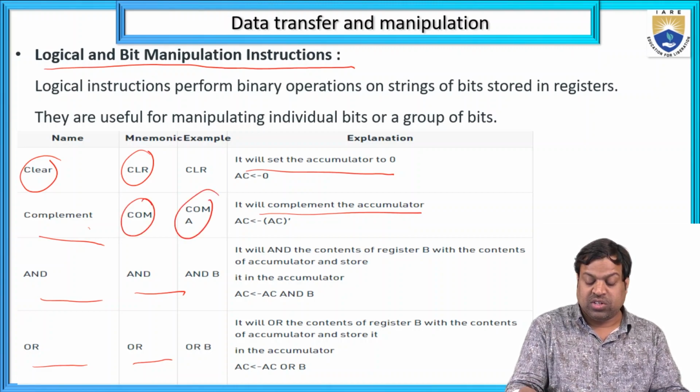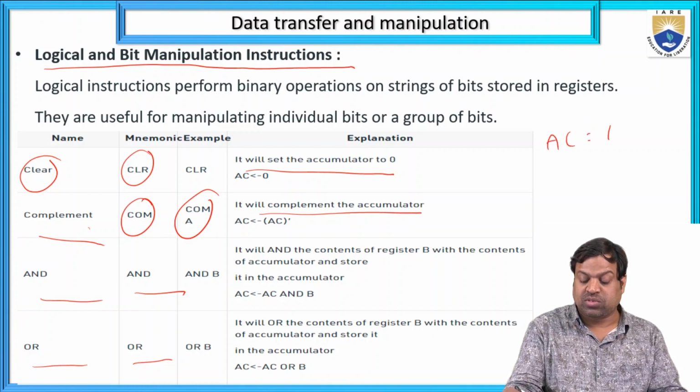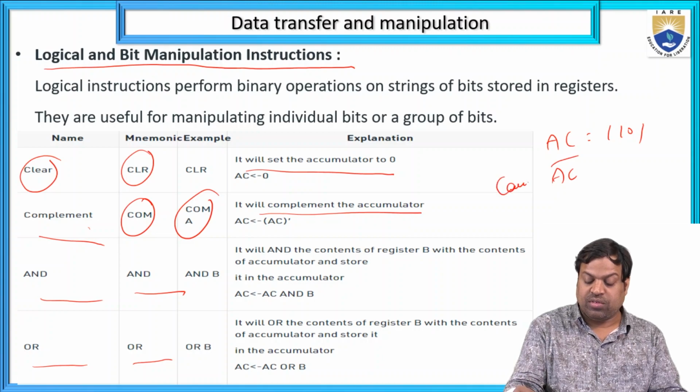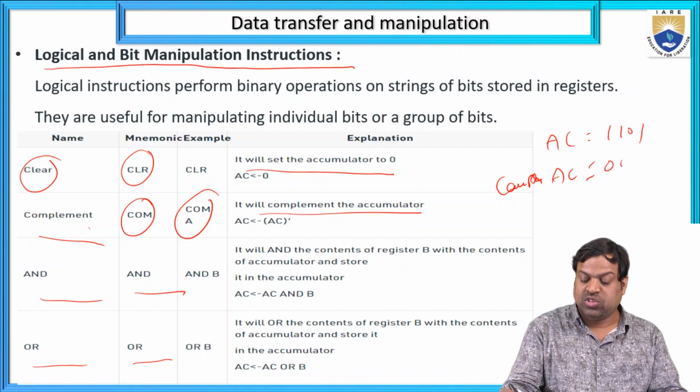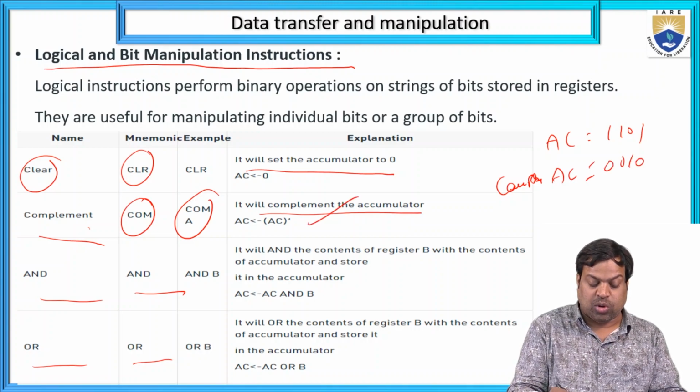Complement of accumulator, being COM, complement of A. What is the A value? Suppose here I'm taking the accumulator value, some 1101. What is the complement of A? Complement of A means complement of accumulator, 0010. So that is a complement.